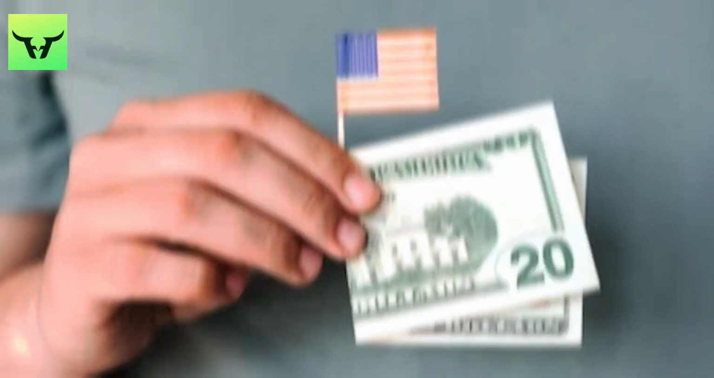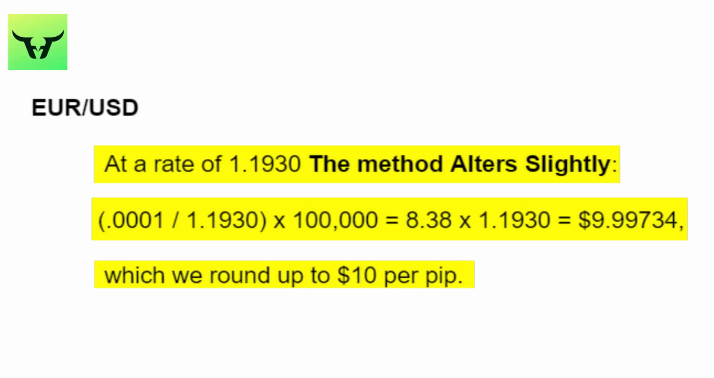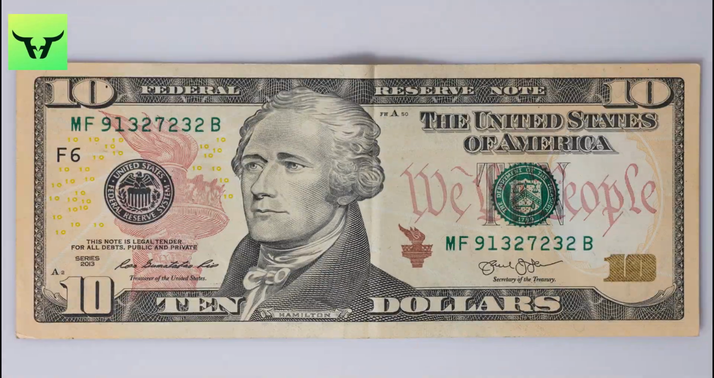Now for a twist. If the US dollar is not the first listed currency, as in EUR/USD at a rate of 1.1930, the method alters slightly. It would be 1.1930 x 100,000 x 0.0001 / 1.1930, which is 9.99734, which we round up to $10 per pip. Similarly, for GBP/USD at an exchange rate of 1.8040, the calculation would be 1.8040 x 100,000 x 0.0001 / 1.8040, which is 9.999416, rounded to $10 per pip.